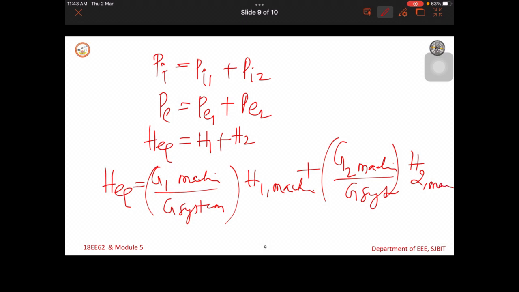So, this is how we can analyze the machines swinging together.